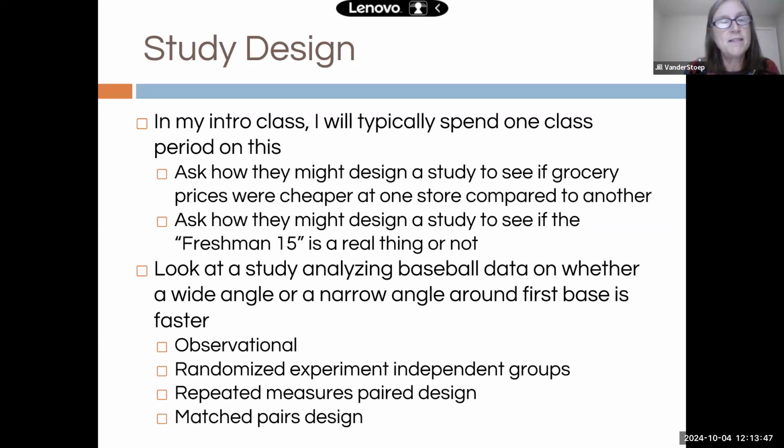And so this is what we call the matched pairs design. So you want to match on items from the two stores to compare those prices fairly. And then the freshman 15, what do you think about that? How would you design a study to measure that?